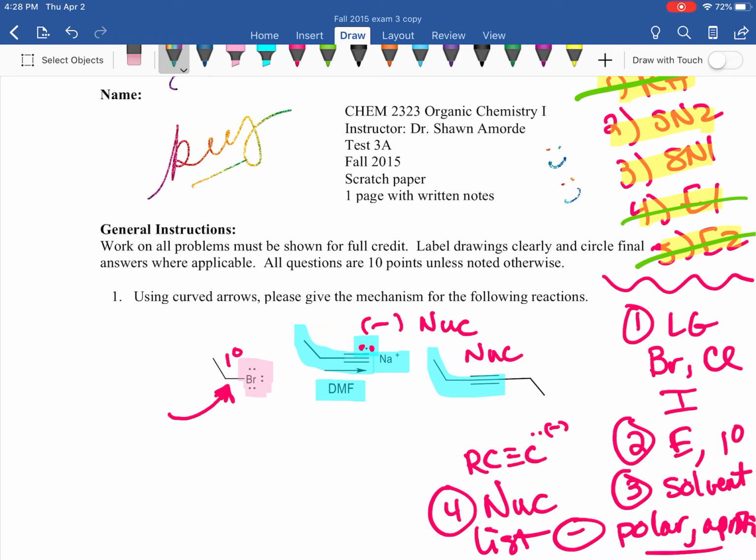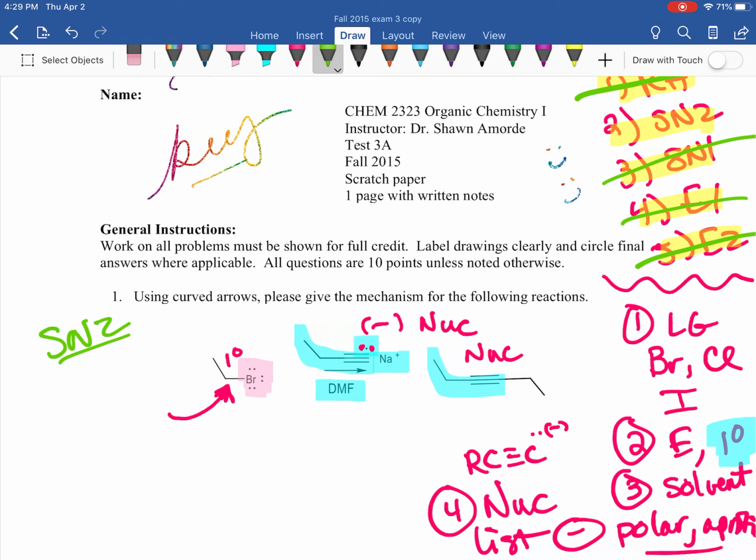This is where we look at our substrates and we look at our reaction conditions and we figure out which one it is. Now I'm going to go right here and point out that our electrophile is primary. Well, if you recall from your notes, we cannot do an SN1 on a primary. So look at that. This is an SN2.